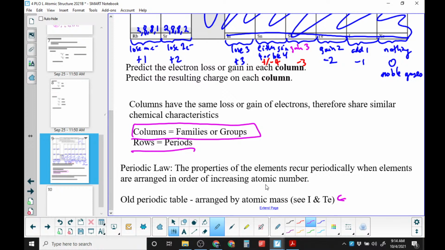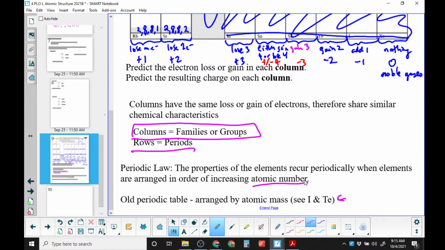The old periodic table did not use atomic number. It tried to use mass. Although they would correct it based on properties, they couldn't explain certain things. When you're doing things like mass, iodine at 126.9 weighs less than tellurium at 127.6. And so if you did it by mass, before you knew about atomic number, you'd think that those should be flipped. This one's heavier. It should be ahead.